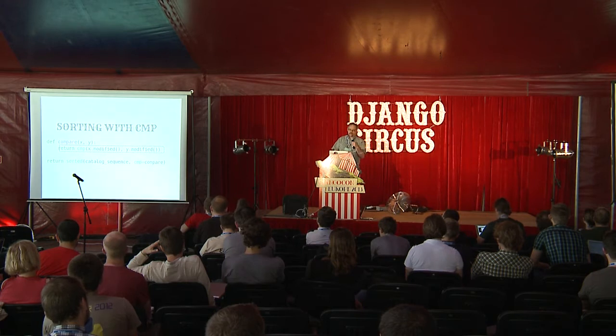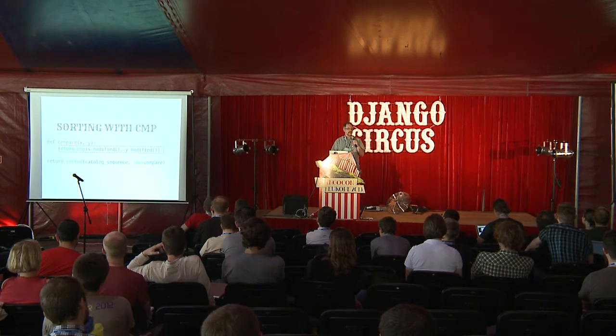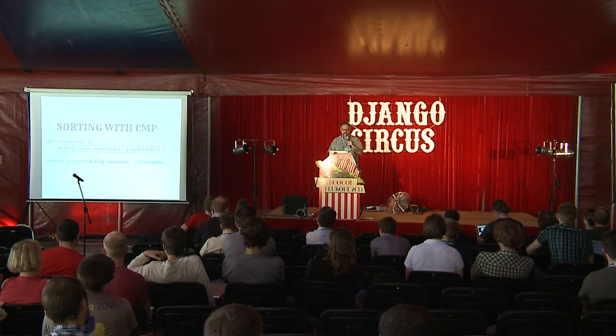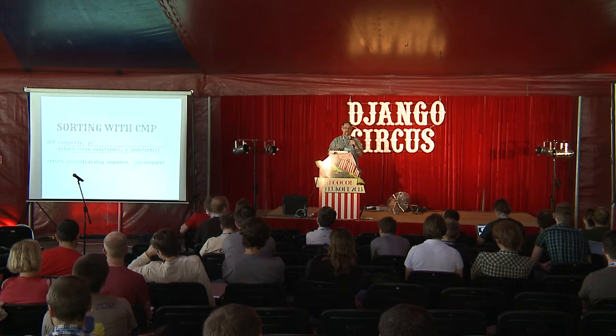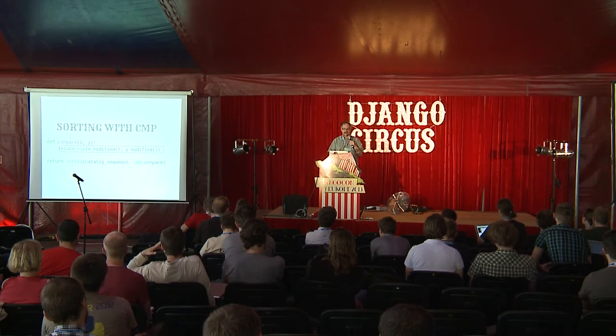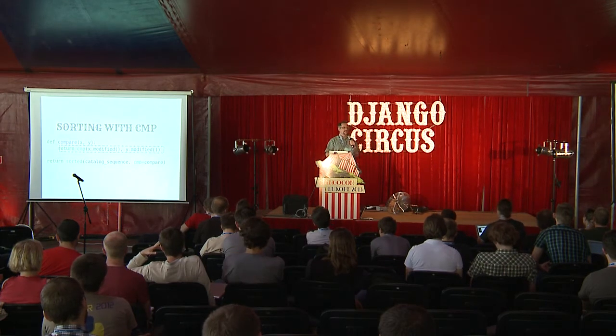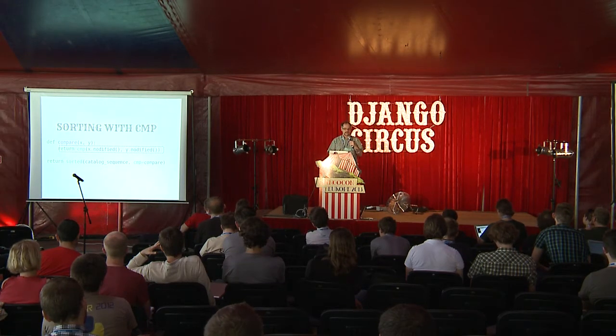And what's the problem with comparison functions, you say? Well, this comparison function compares pairs of things. So there's always two objects being compared. And the longer the list is, the more compares, the more combinations of objects you have.